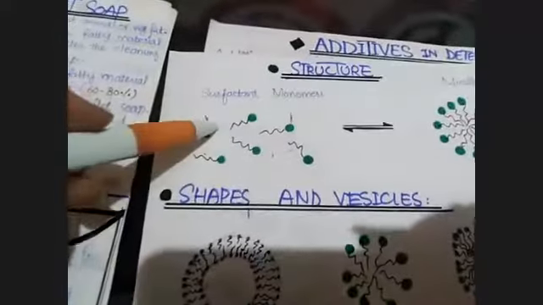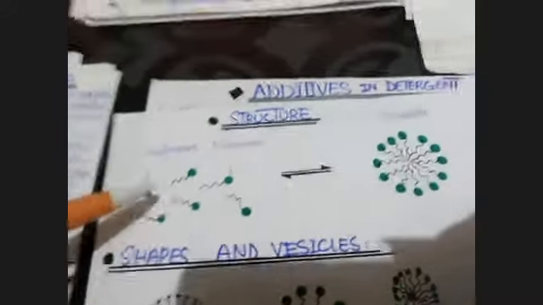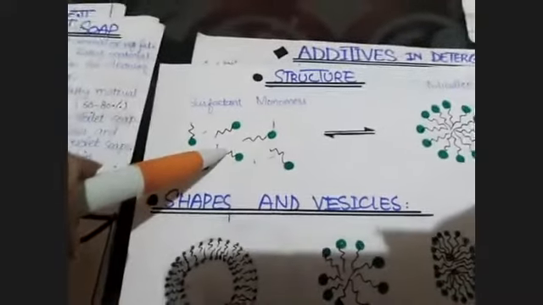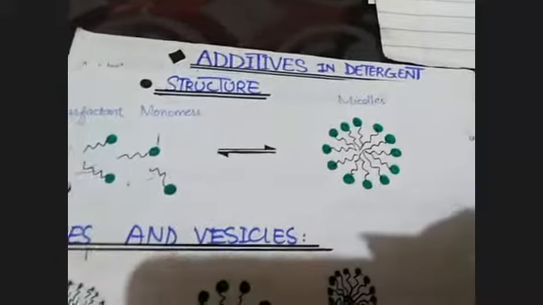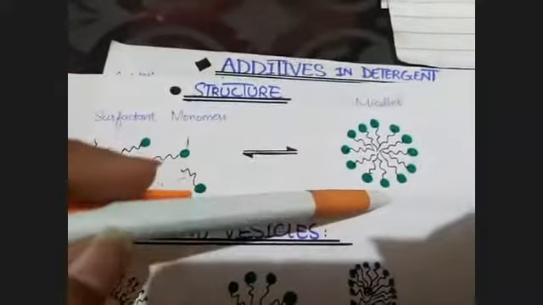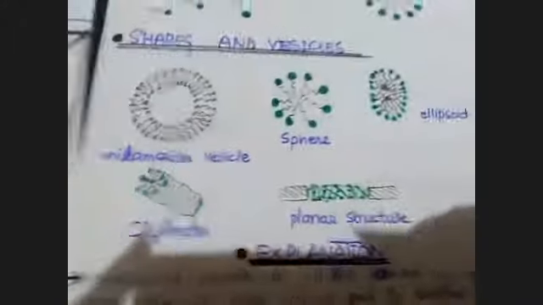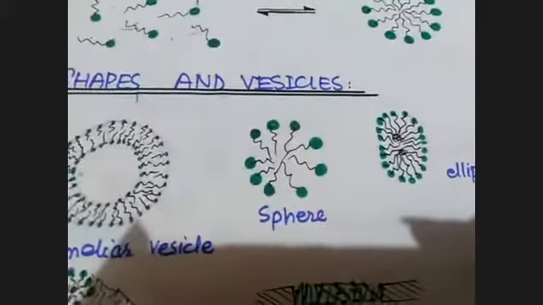This is the soap molecule or surfactant monomer, we can say, because detergent, soap molecules and surfactant molecules have basically the same structure as the micelles have. These are the molecules, surfactant molecules or soap molecules, which arrange themselves in a micelle. We can see it. This is the micelle formation. This is how single soap molecules gather around each other to form a micelle. These are the different shapes of the micelle. This is the unilamellar vesicle. This is the sphere. This is the ellipsoid. This is the cylinder. This is the planar structure.